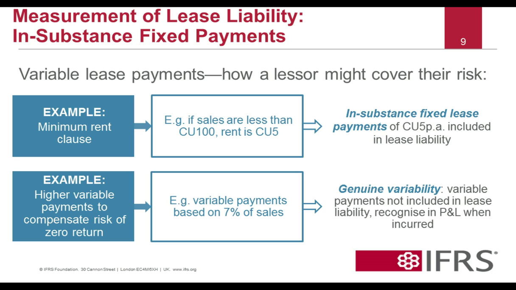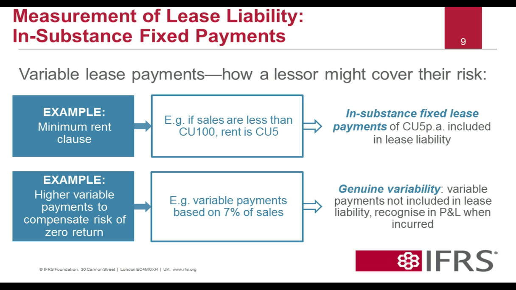One way this might be done is through a minimum rent clause. So, lease payments are 5% of sales, but if sales are less than 100, then a lessee still has to pay a minimum rent of 5. In this case, the minimum rent of 5 is a payment that the lessee cannot avoid in any circumstances. Therefore, this is what IFRS 16 would define as an in-substance fixed payment, and that 5 must be included in the measurement of the lease liability. It is only any payments above that 5 that would be genuinely variable and recognised in P&L as they are incurred.